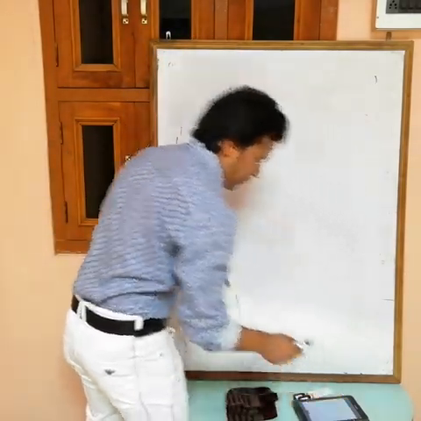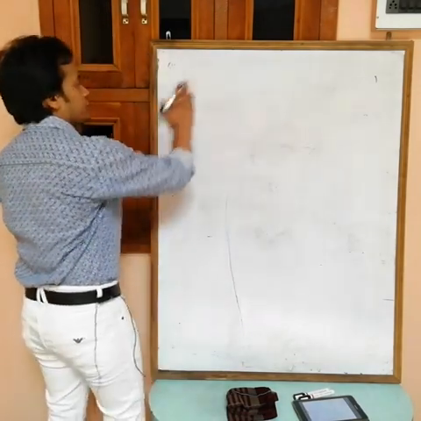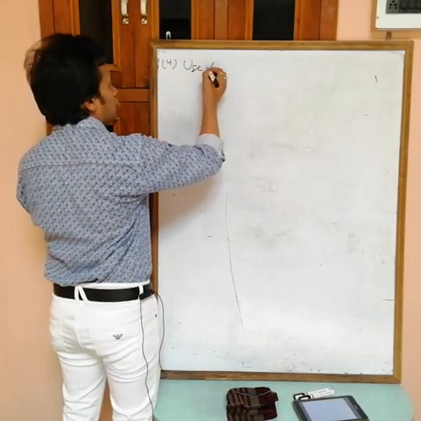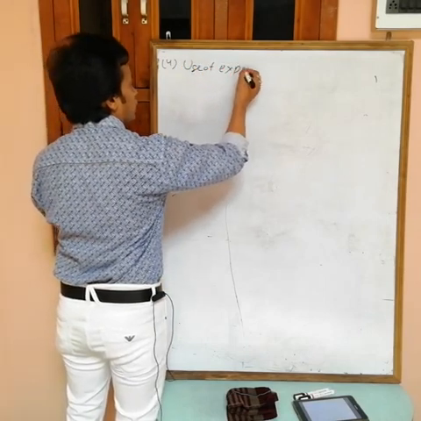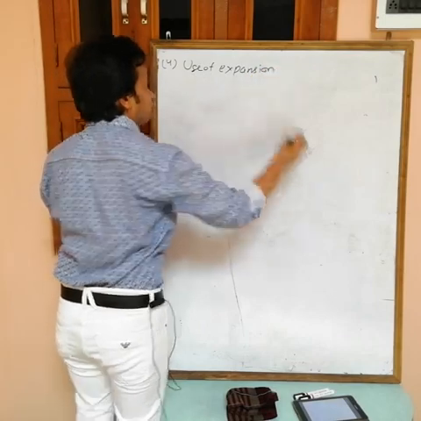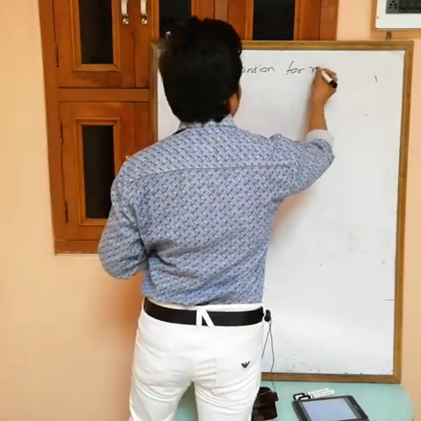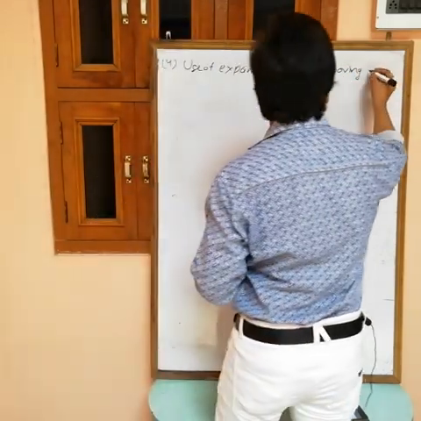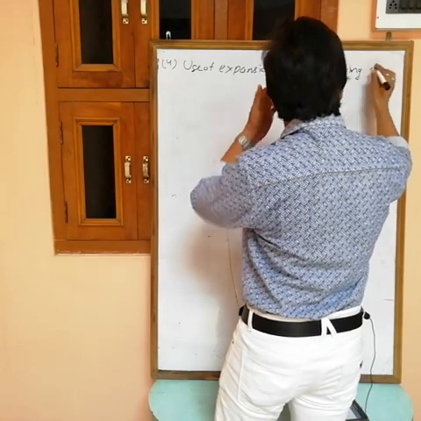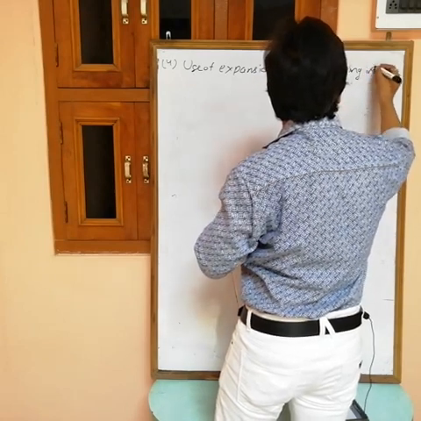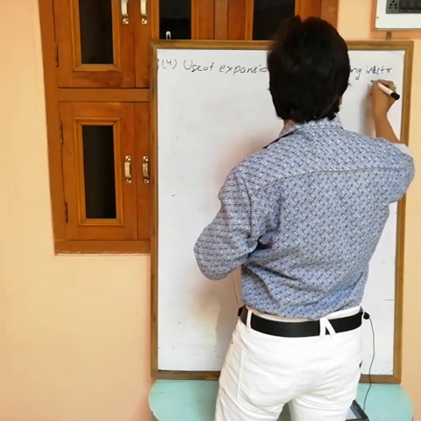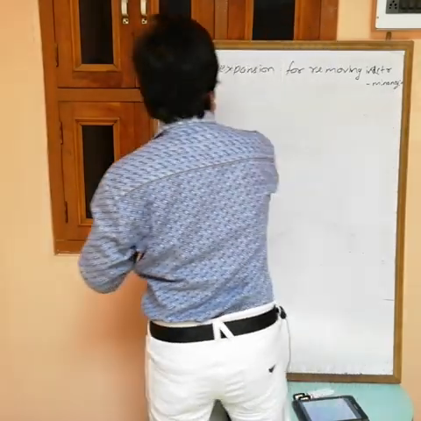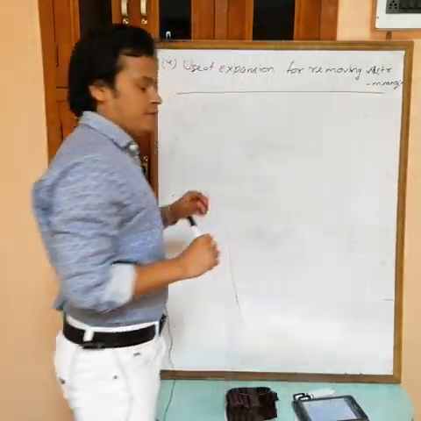So next is use of expansion for removing indeterminacy. Fourth method: use of expansion for removing indeterminacy. Or just write use of expansion.